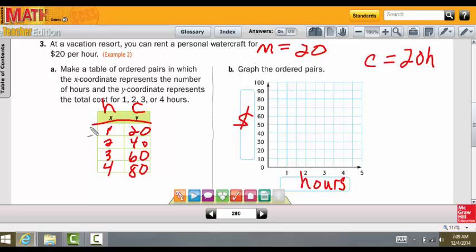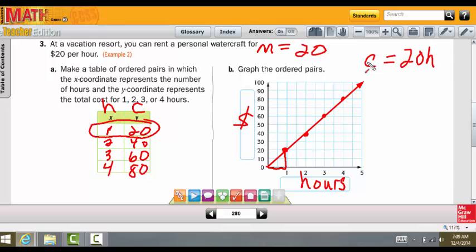And then we're going to graph our ordered pairs. Our first ordered pair is 1, 20, so we're going to move from 0 over to 1, and then up to 20. We have a point here. And then we're going to continue to plot the points. We're going to have one at 2, 40, one at 3, 60, and one at 4, 80. You can see we have a nice straight line here that, if we chose to, we could draw a line and graph our line.